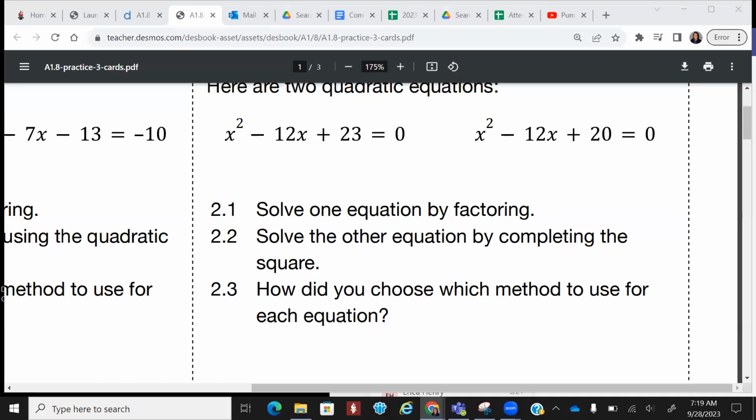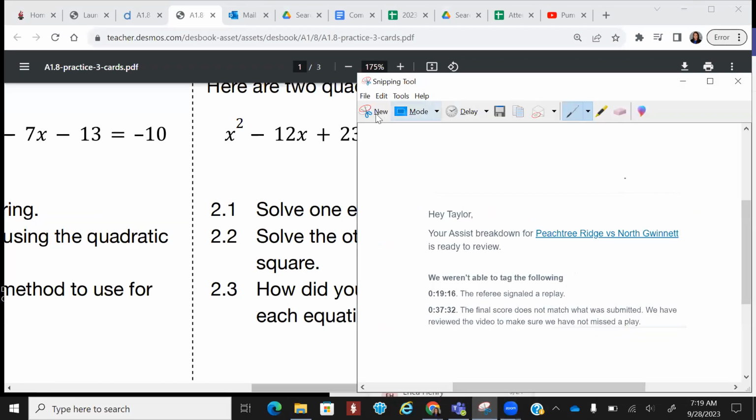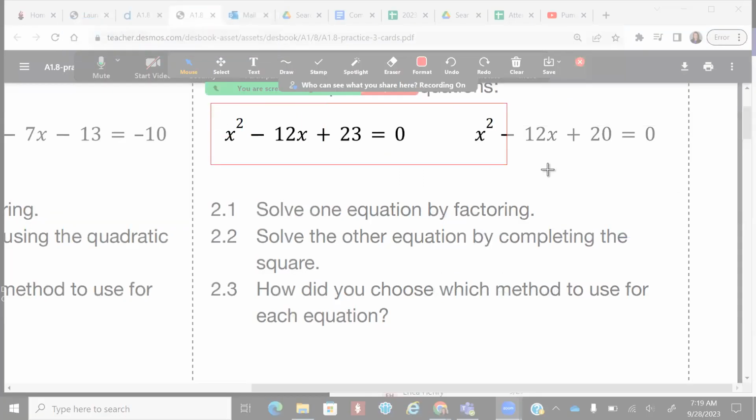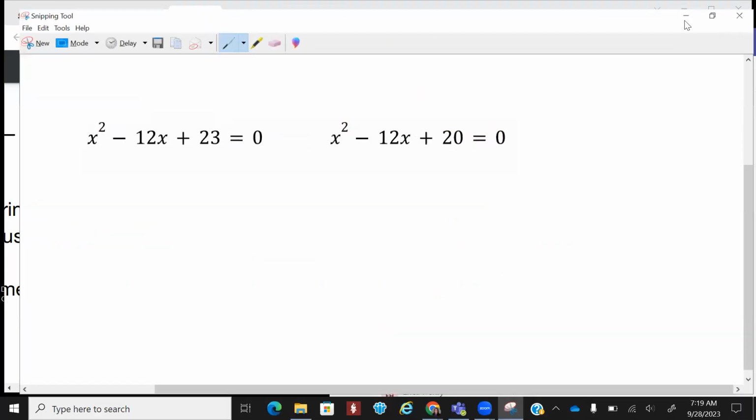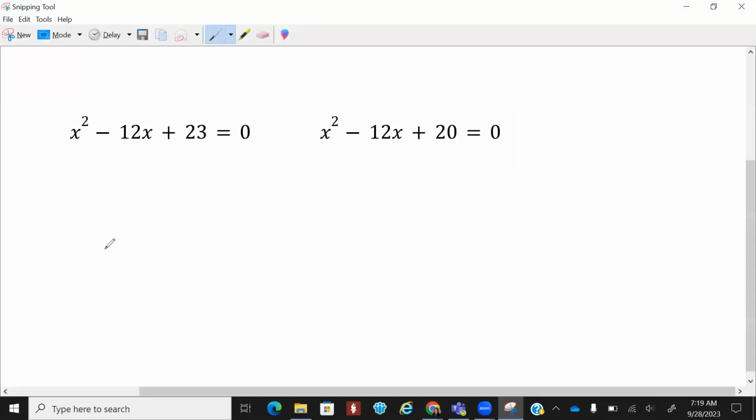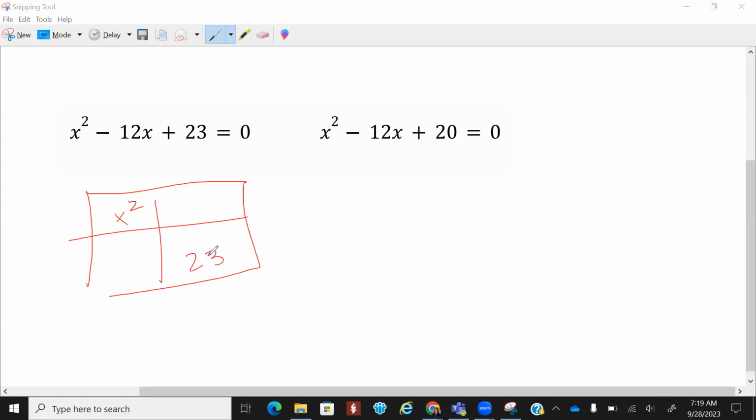So on number one, we're factoring. Okay, so remember, factoring is where we draw the box and we put the first term in the first box, last term in the last box.